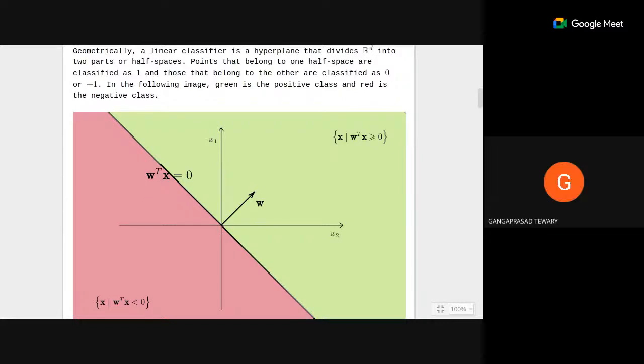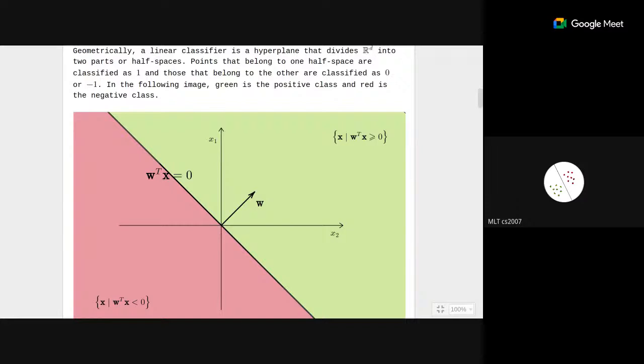Is there any special significance of showing this at a line of 45 degrees, making an angle of 45 degrees? No, nothing like that. It's just a notation. For convenience, I have drawn it like this. Sir, if this line is like 2x plus 3y is equal to 0, then W is the coefficient 2, 3. Can I say like that? Like this is perpendicular to that line.